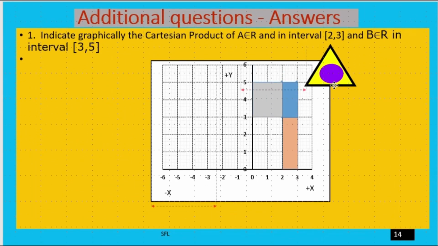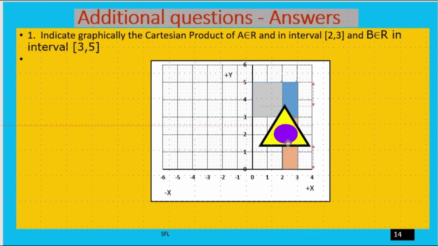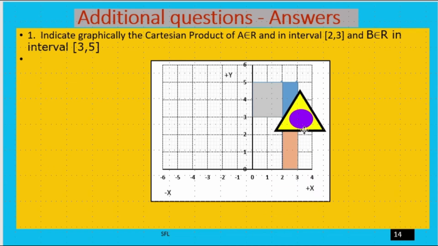Set A is the number interval 2, 3. Then set B is 3, 5. Hence, this is the x equal to 2 line, x equal to 3 line, y equal to 3 line, y equal to 5 line.